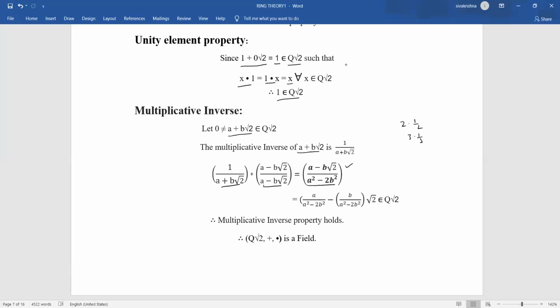So this is once again of the form a plus b root 2. Whenever an element is of the form a plus b root 2, clearly it belongs to Q root 2. It means every non-zero element has a multiplicative inverse in Q root 2. Therefore the multiplicative inverse property also holds. So in addition to the ring conditions, if we satisfy the commutative property, unity element property, and multiplicative inverse property, we say that Q root 2, comma, plus, comma, dot is a field. Thank you.